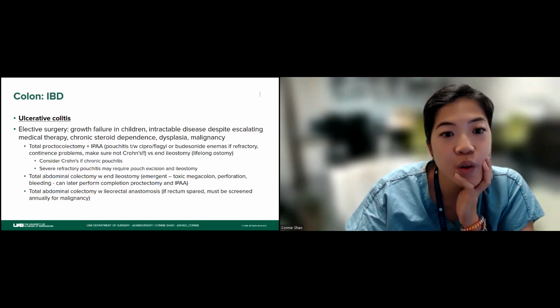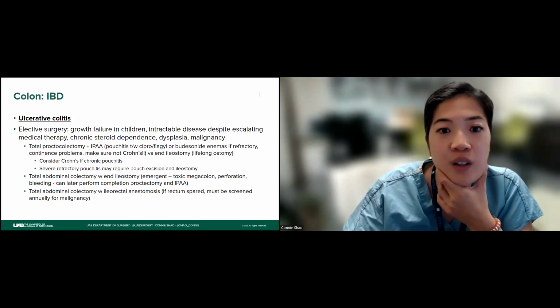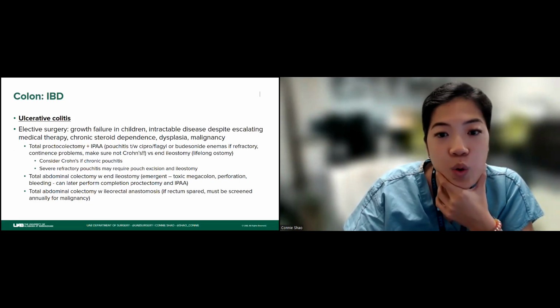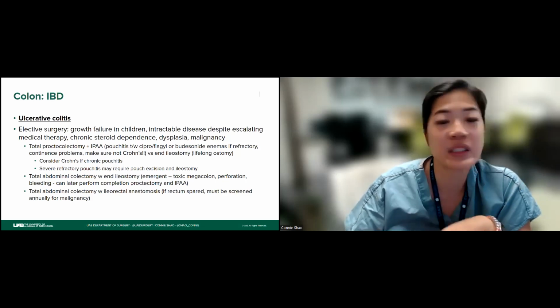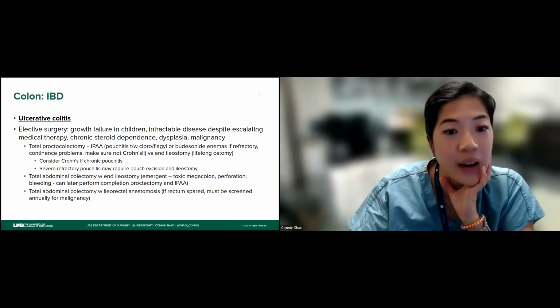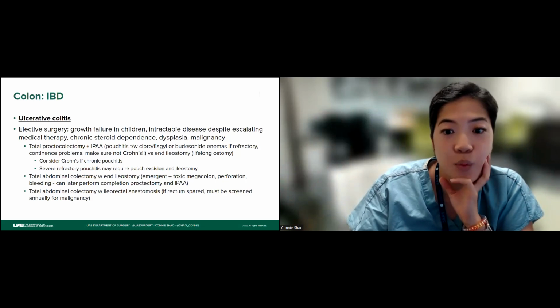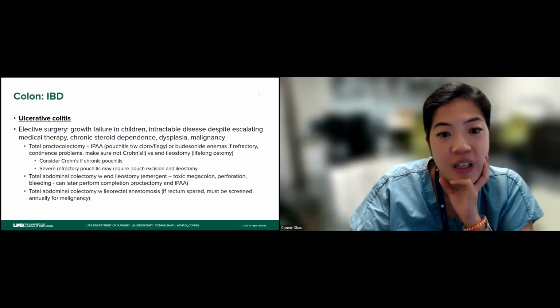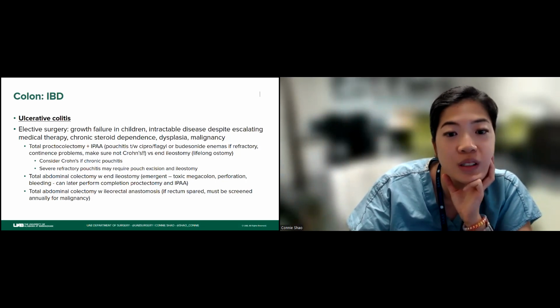An elective surgery you want to consider for people who are basically having failure to thrive or have a medically refractory disease course, or if there's some concern for dysplasia or malignancy. There's a lot of different options, but basically you want to take out the entire colon and rectum. You can consider doing an IPAA, but there's always some concern of pouchitis. You can treat pouchitis with Cipro and Flagyl, or you can do enemas if it's refractory. And if you still are having issues with IPAA pouchitis, then maybe you want to consider the fact that it could be Crohn's as well.